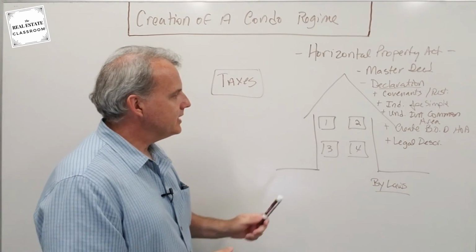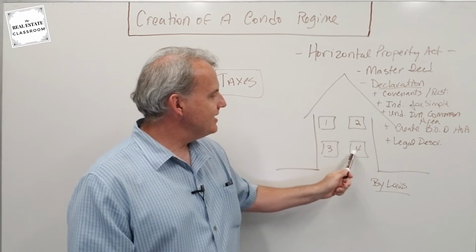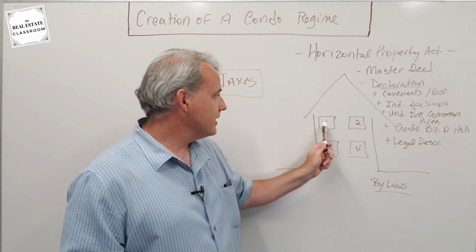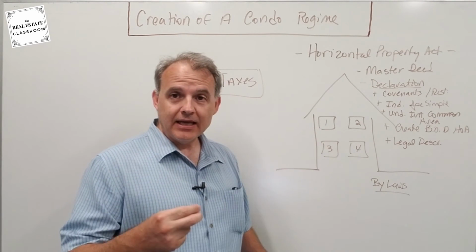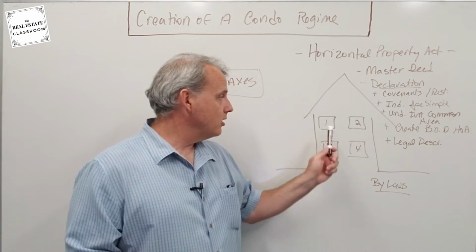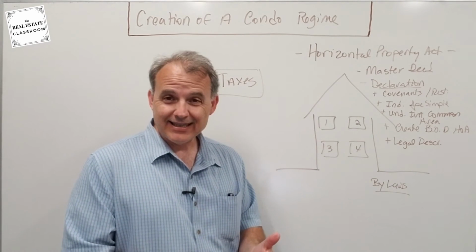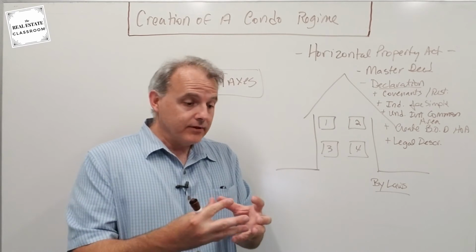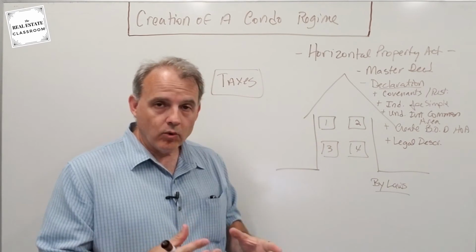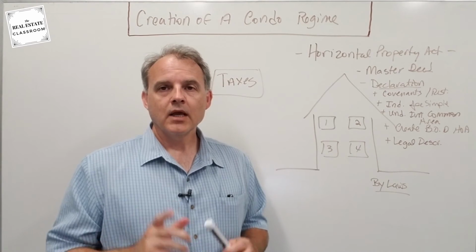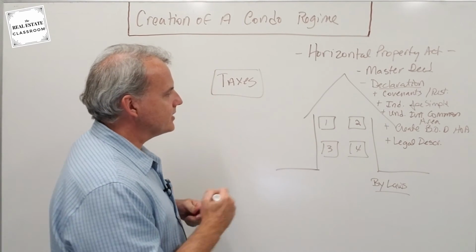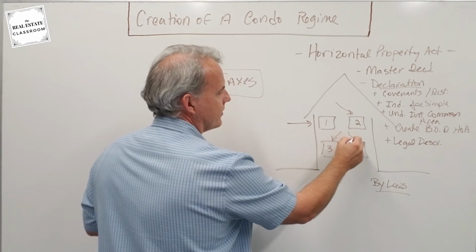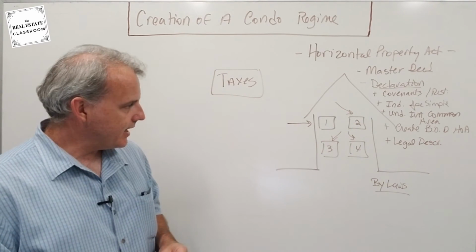What happens is, because each one of these units is individually deeded, and that's important because if a condo has an individual deed, that means the owner can get a mortgage, the owner can get title insurance, the owner can lease the property out. They have the bundle of rights for that one unit. So here's what the county is going to do. The county is going to assess taxes on the individual units themselves.